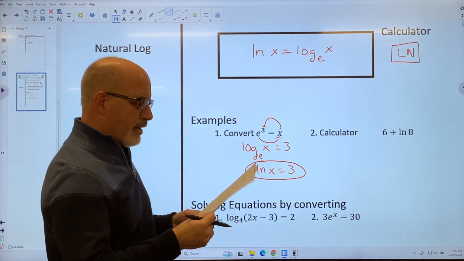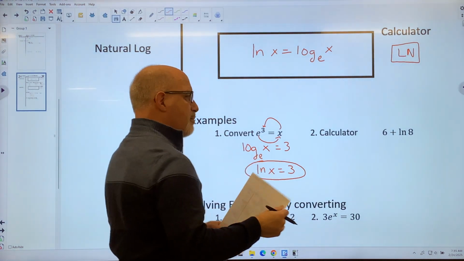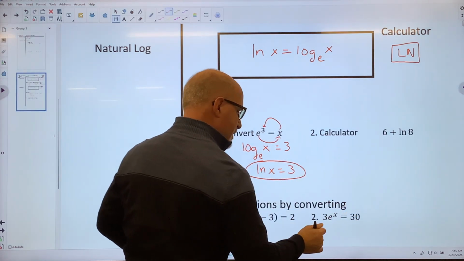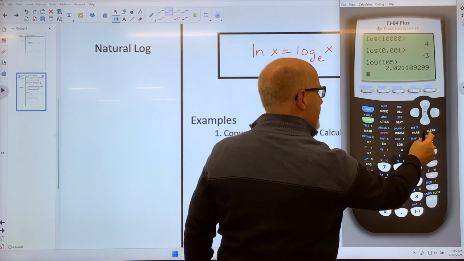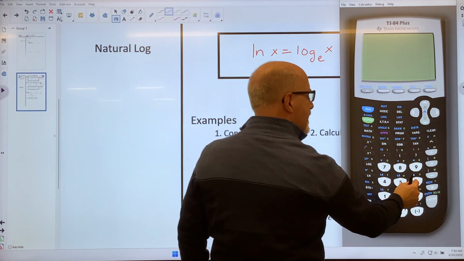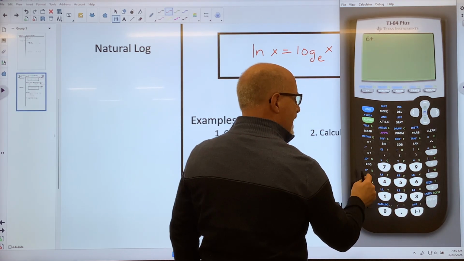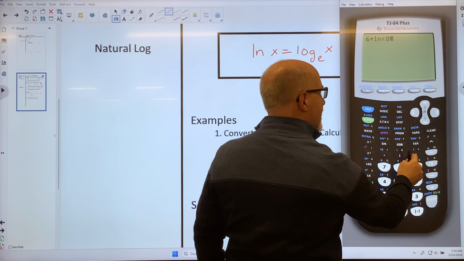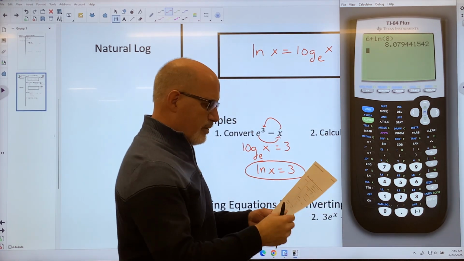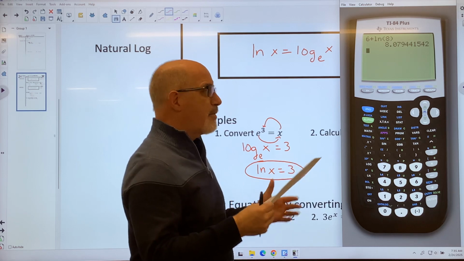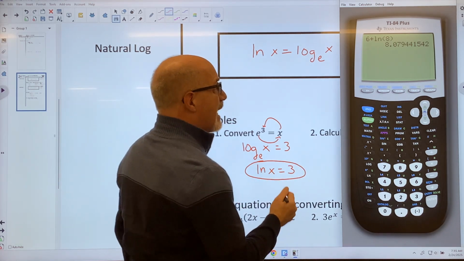Let's do the next one on the calculator. We're going to do 6 plus the natural log of 8. So let's practice using our calculator for this. Clear these off. So we're going to go 6 plus the natural log of 8. Let's see what that gives us. Okay, that gives us 8.079. So we'll round that to maybe 8.